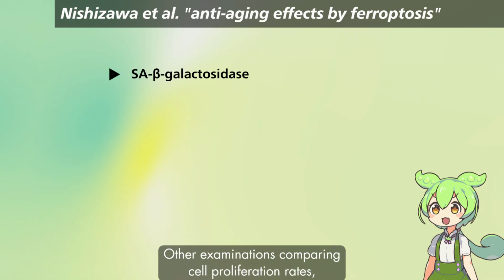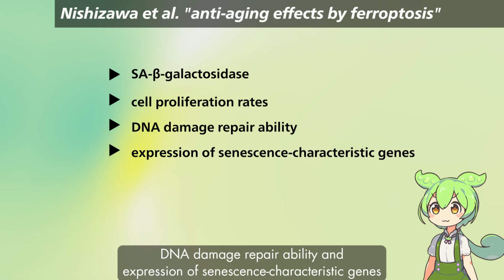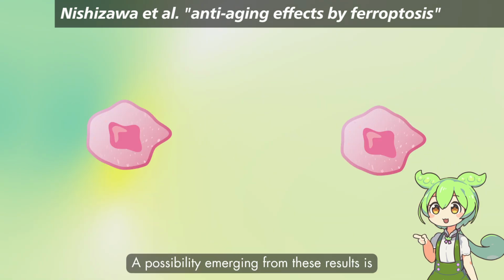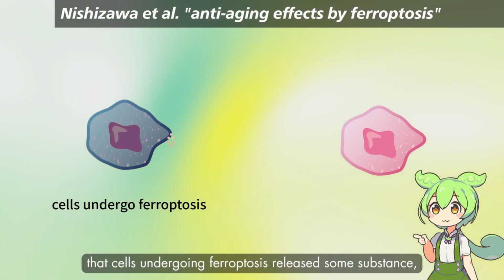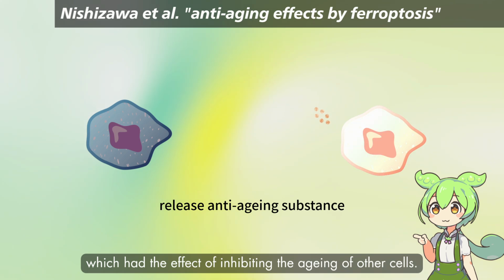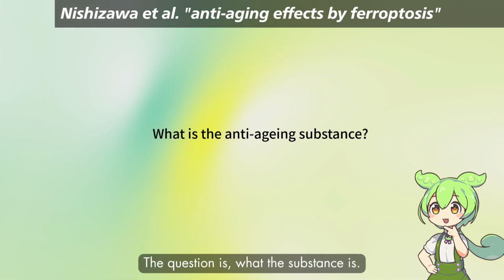Other examinations comparing cell proliferation rates, DNA damage repairability, and expression of senescence characteristic genes also indicated that ferroptotic cell supernatants inhibit cellular aging. A possibility emerging from these results is that cells undergoing ferroptosis released some substance, which had the effect of inhibiting the aging of other cells. The question is, what the substance is.